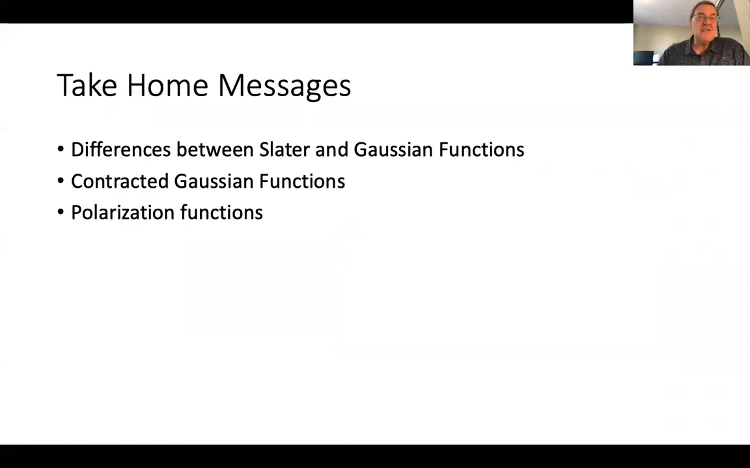So here are the take-home messages I want you to glean from what we do here. I want you to see the difference between Slater and Gaussian functions, and it's significant. I want you to understand what contracted Gaussian functions are. That is, they're grouped together in a fixed linear combination and varied as a single function, even though it's composed of several Gaussian primitive basis functions. And then I want you to see what polarization functions do. You'll have opportunities to apply all of these types of basis functions in the calculations you do, but this will give you some sense of why the specific basis functions behave differently.